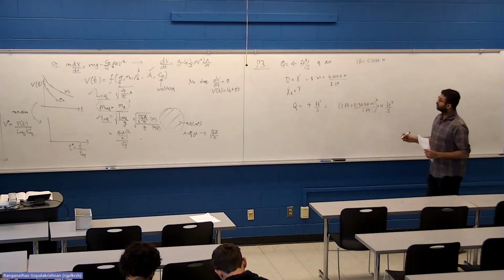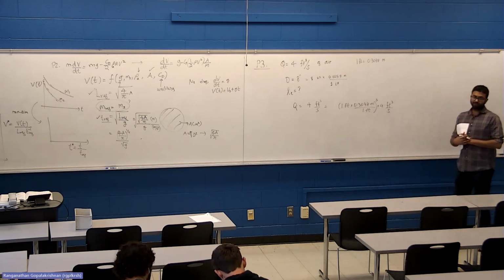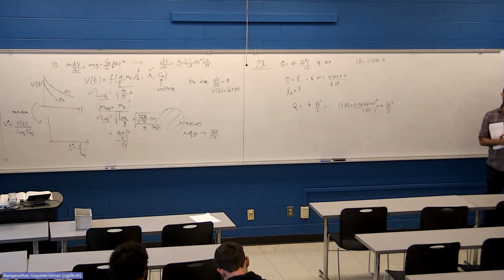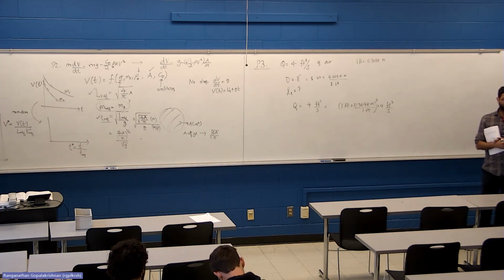Yeah, so you can do this. What's the next step after you convert units to your favorite system? Find if it's laminar or turbulent flow. To do that is like the third or fourth step. Before that, what do you need? To do laminar or turbulent, you need to compute what? Reynolds number.